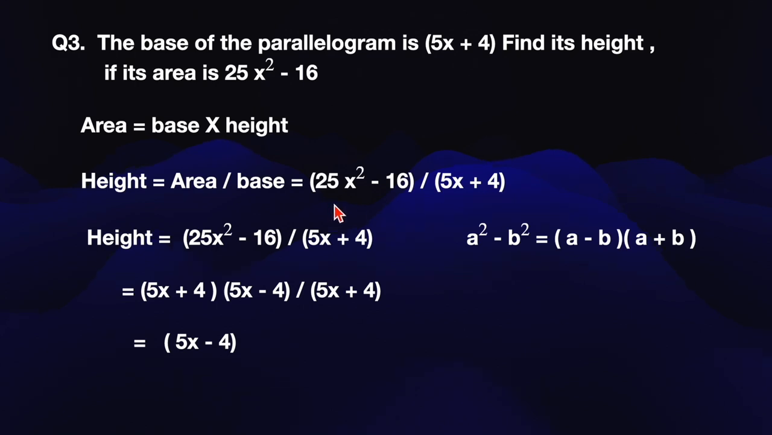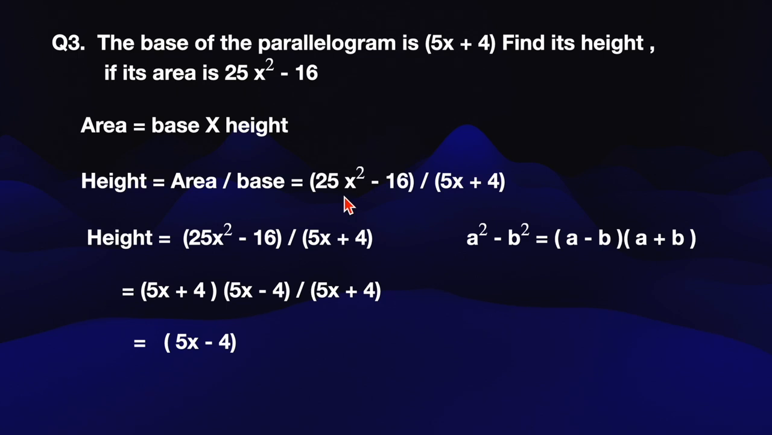Here we are going to divide by factorization. First we are going to factorize this polynomial and then divide. We are going to use identities to factorize. So here this is in the form of a square minus b square, which is equal to a minus b into a plus b. So here 5x the whole square minus 4 square. Okay. So 5x plus 4 into 5x minus 4. See, I have factorized it into its factors.